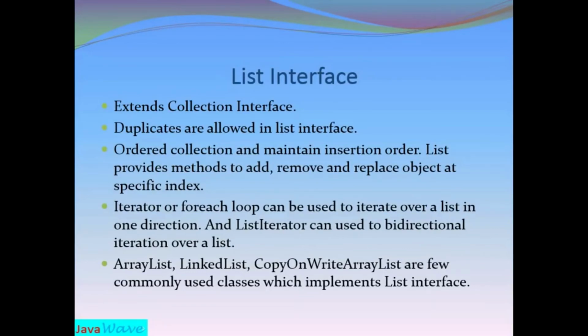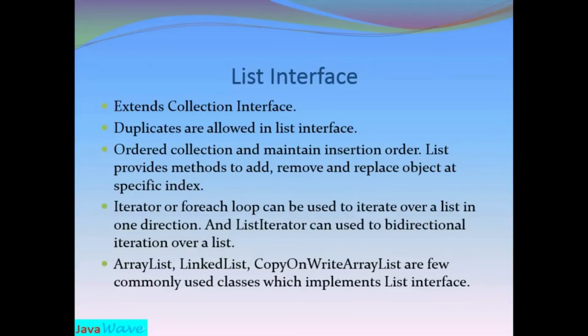Another interface is list interface, which also extends collection interface, and duplicates are allowed in list interface. It is an ordered collection and it maintains insertion order. Means the way objects or elements are inserted in a list, they can be fetched in the same order. List provides methods to add, remove, replace objects at a specific index. So random access is also possible in the case of list.